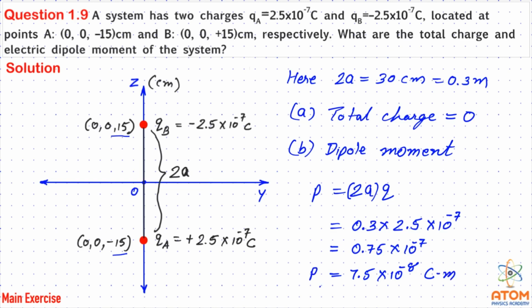This is the dipole moment, and the direction of the dipole moment is always from negative to positive. So you can see QB is negative, so the dipole moment will be from QB to QA, meaning it will be towards the negative z direction. So I should mention that towards negative z direction. So this is the dipole moment.